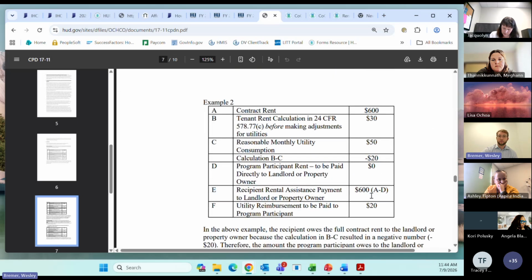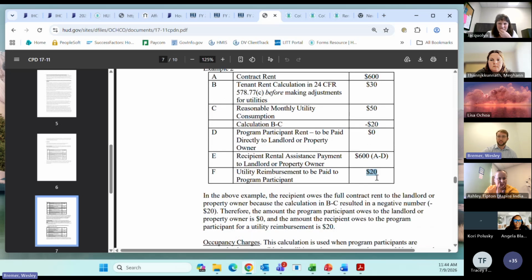In the second example, the utility reimbursement will come into play. In this example, $600 is the monthly rent. It's determined that the household should contribute $30 toward rent. But when the case manager does the utility allowance schedule, it comes out to $50. And because 50 is more than 30, the household is actually owed a $20 utility reimbursement.